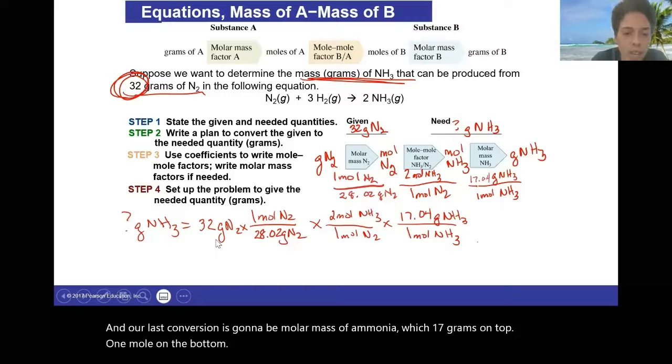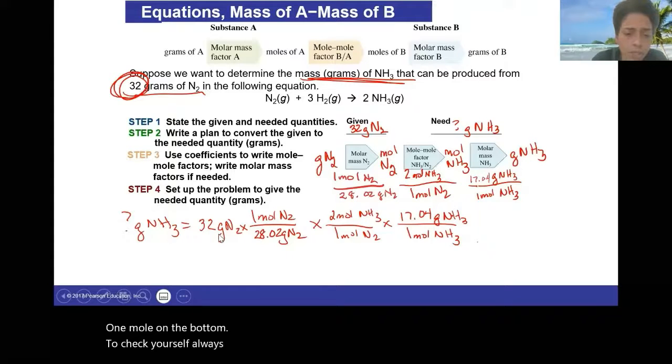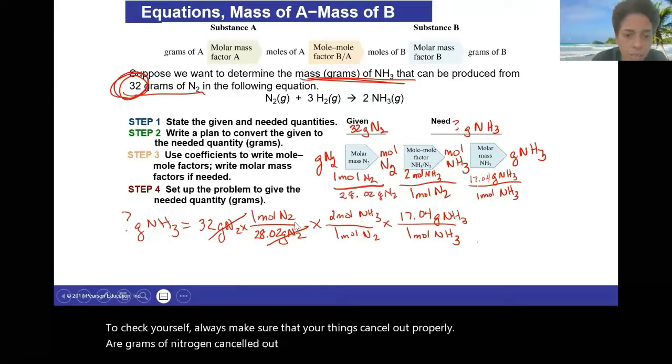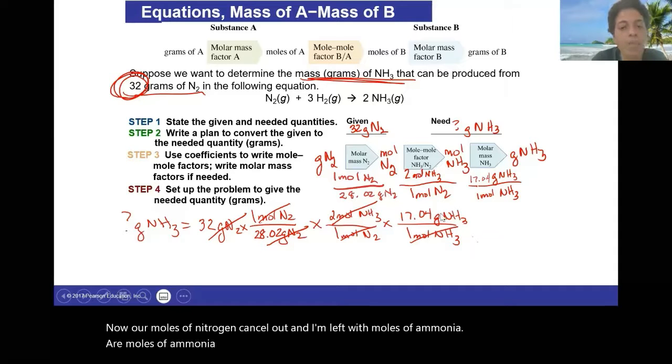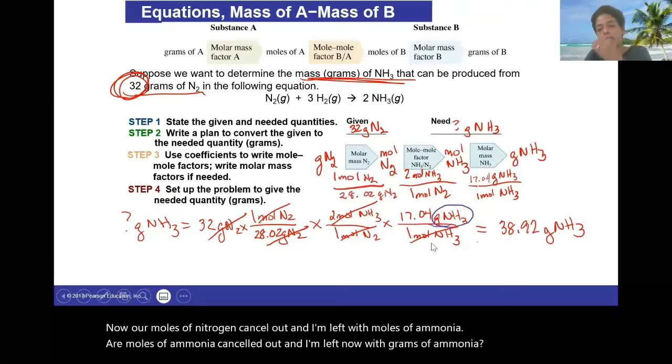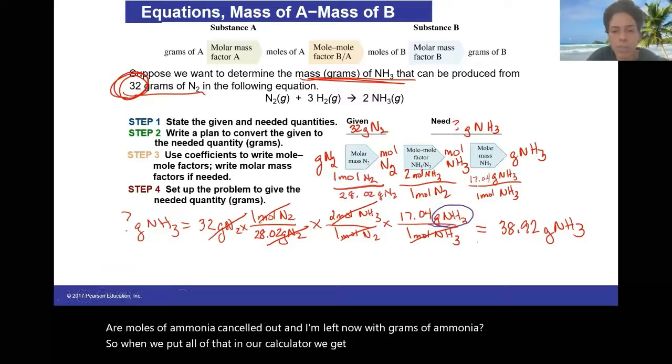To check yourself, always make sure that your units cancel out properly. Our grams of nitrogen cancel out with grams of nitrogen. I'm left with moles of nitrogen. Now our moles of nitrogen cancel out, and I'm left with moles of ammonia. Our moles of ammonia cancel out, and I'm left now with grams of ammonia. So when we put all of that in our calculator, we get 38.92 grams.